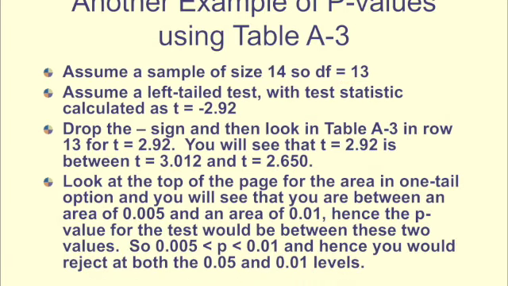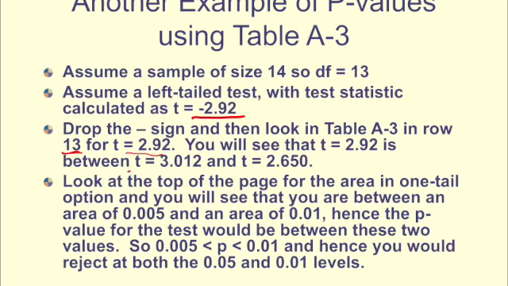Now, let's assume we have a sample size of 14. So the degrees of freedom is 13. And we calculated a left-tailed test with test statistic negative 2.94. You're going to drop the negative sign, okay, because we're looking at t-tests. We aren't measuring standard deviations above and below the mean. You're going to look at table A-3 in row 13. That's our degrees of freedom for this t-value. And you will see that it's between two values.